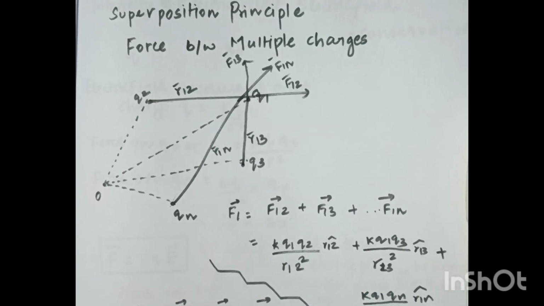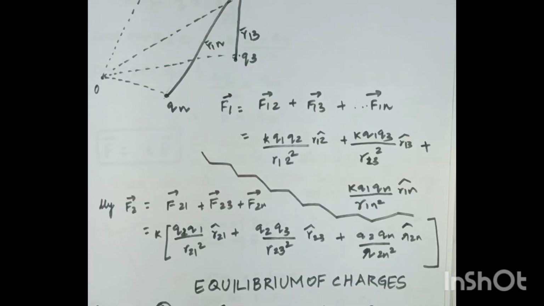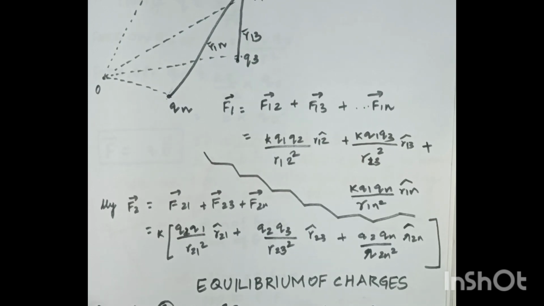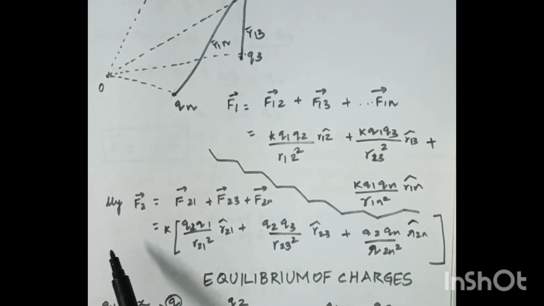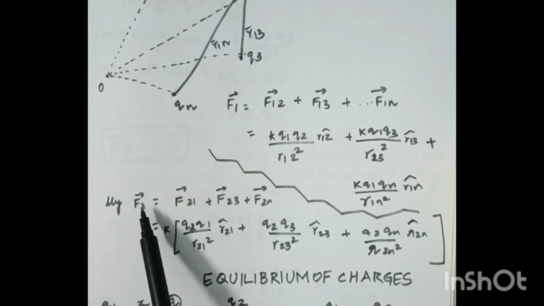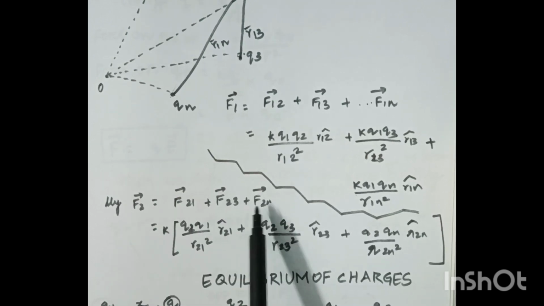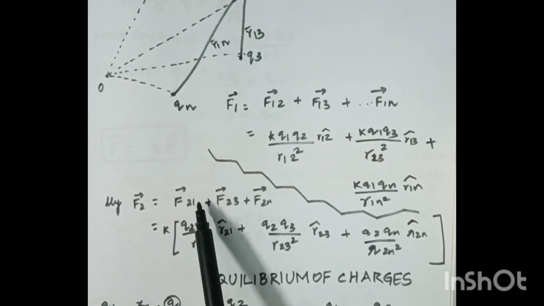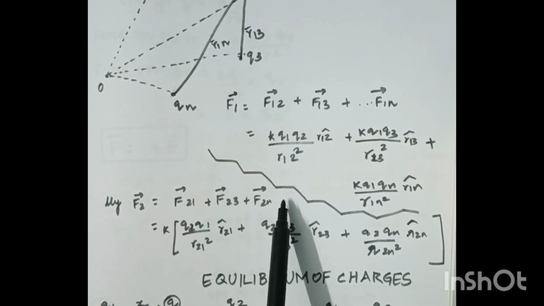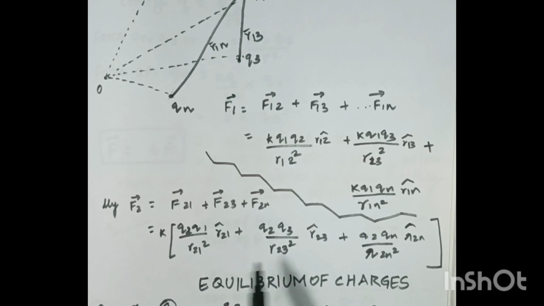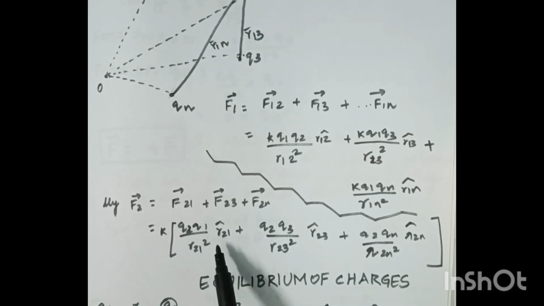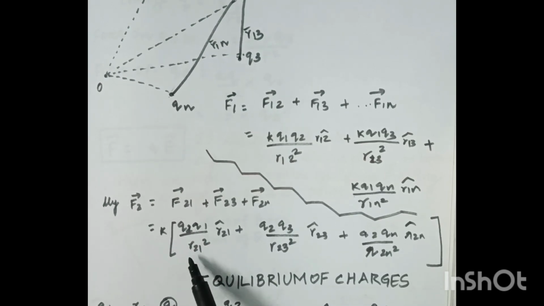Similarly, if we want to find the force on the charge q2, then the force on charge q2 will be F2 equals F21 plus F23 plus up to F2n, that is the force on charge 2 because of 1, because of 3, and because of n. Then we have to use the respective charges and the distances between them respectively.